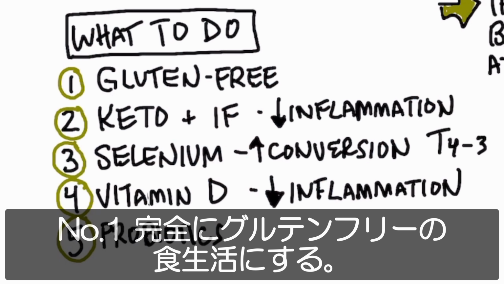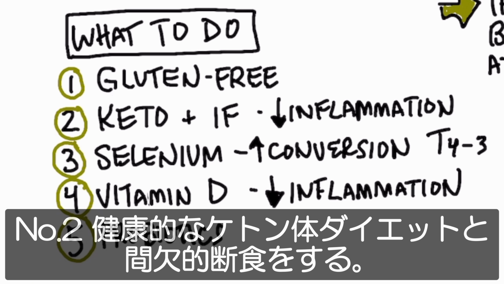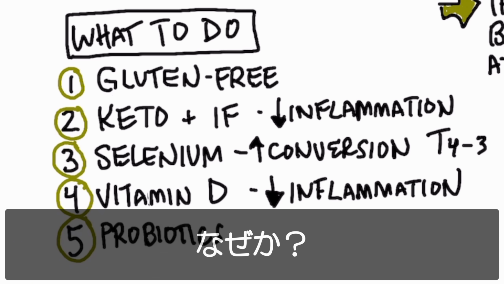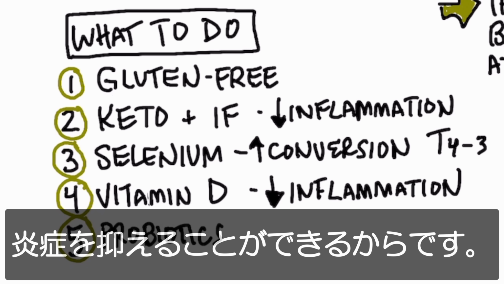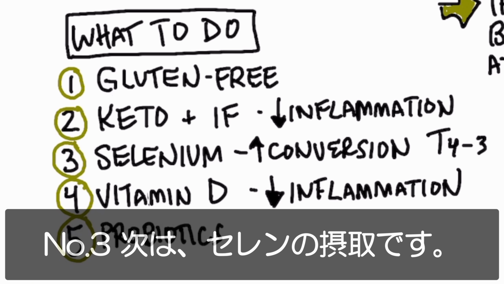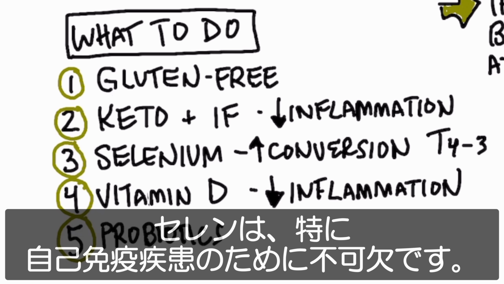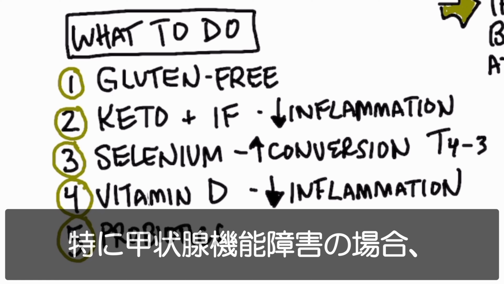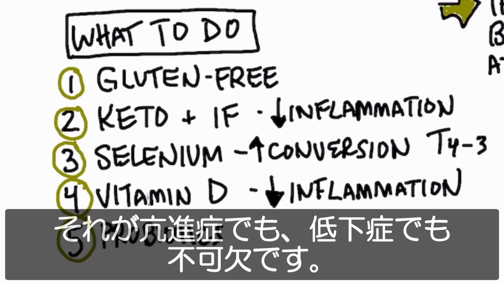Number 1, you have to be completely gluten-free. Number 2, you want to get on keto, a healthy version of keto, and intermittent fasting. Why? Because it's going to lower your inflammation. Next thing you want to take is selenium. Selenium is essential for autoimmune conditions, especially with the thyroid, whether you have a hyper or a hypothyroid condition.